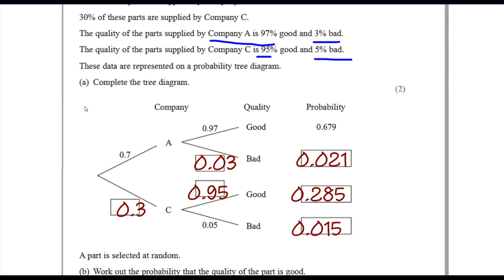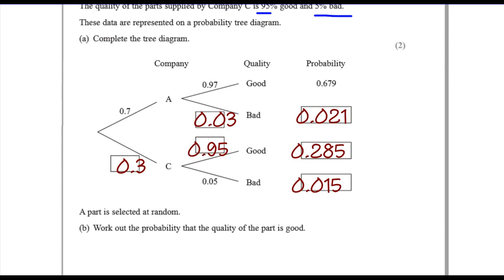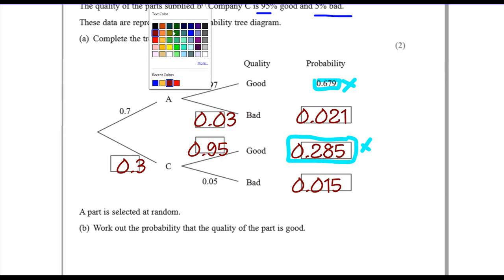Okay, 2 marks. A part is selected at random. Work out the probability that the quality of the part is good. Well, where are the good ones? Good ones are here, and the good ones are here. Okay, so it's this probability, add this probability. We can show working out. So let's do that now.